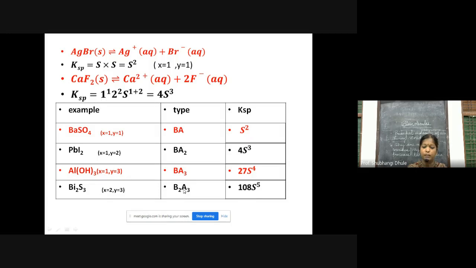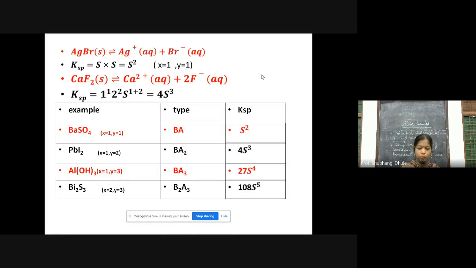So if you put this in the general formula, you get the relationship as Ksp equals 108 S raised to 5. If you know the solubility value S for this type of salt, you can find out Ksp, or if you know the Ksp value, you can find out S, the solubility value. So this is the relationship between Ksp values and S values. If you know the type of the salt, meaning how many cations and anions, you are able to calculate the Ksp value from the solubility.